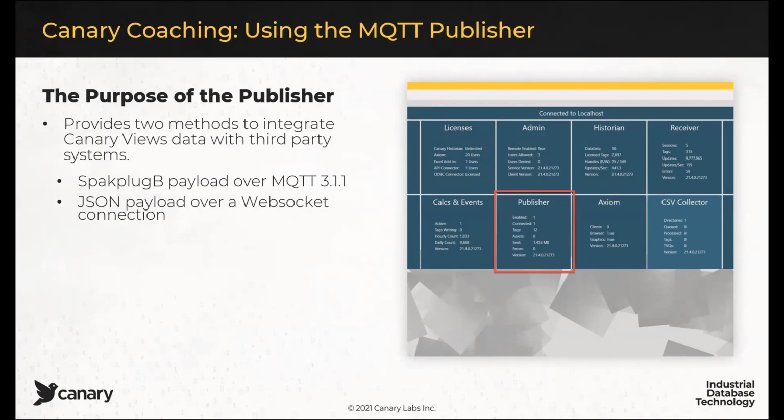This live streaming of data packets, or we call them payloads, from the Canary Publisher is sent in two different formats, Sparkplug B or JSON. The Sparkplug B payload is sent over MQTT 3.1.1 protocol, while the JSON payload is sent over a WebSocket connection.